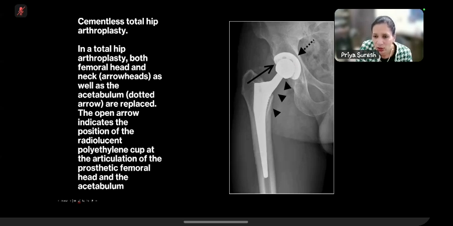Okay, so these components are important because there are complications associated with these components, and that's why we just need to reiterate and revisit. Okay, what are the different parts, and is it hemi, is it total, is it cemented, is it non-cemented?